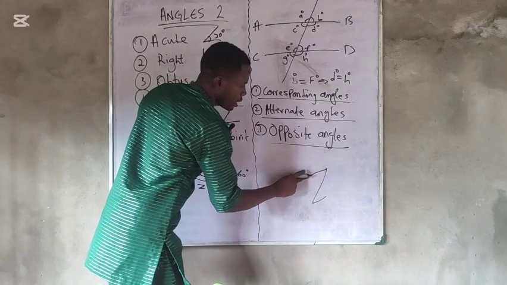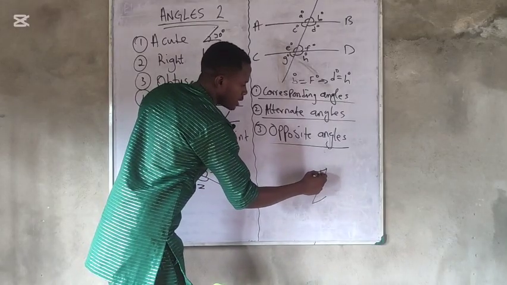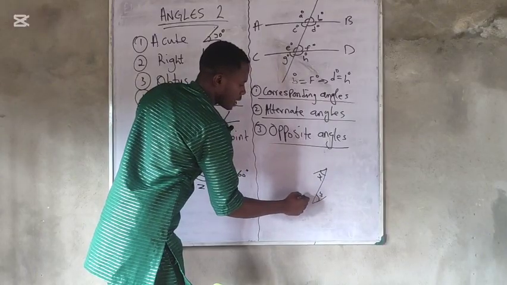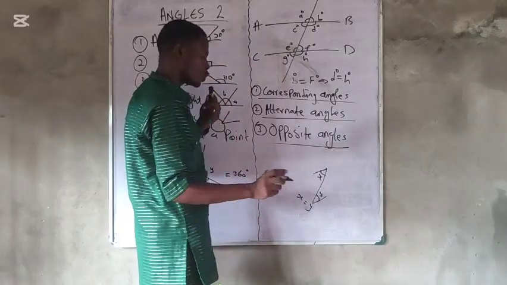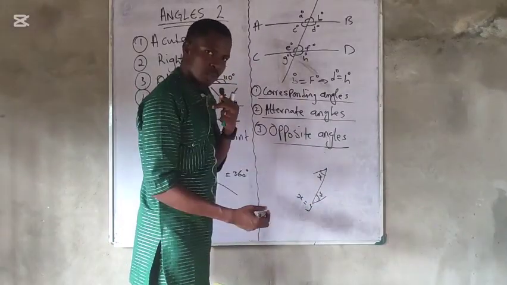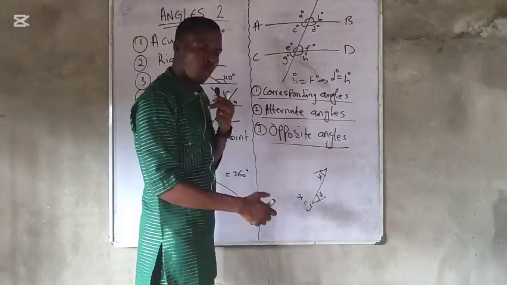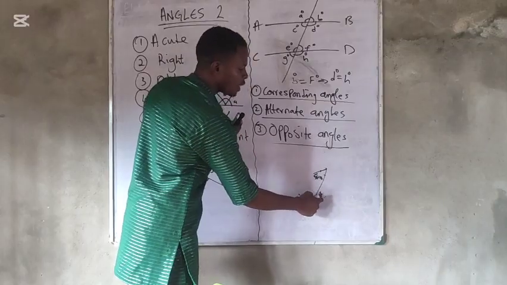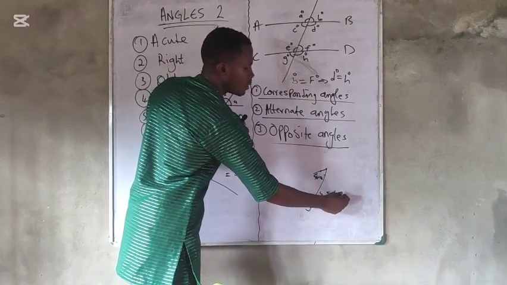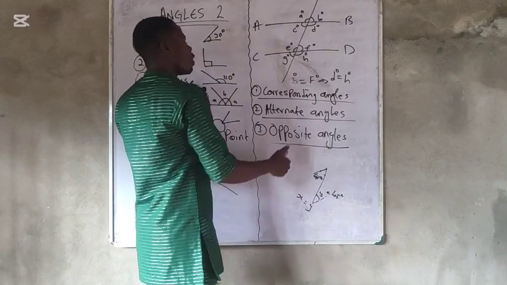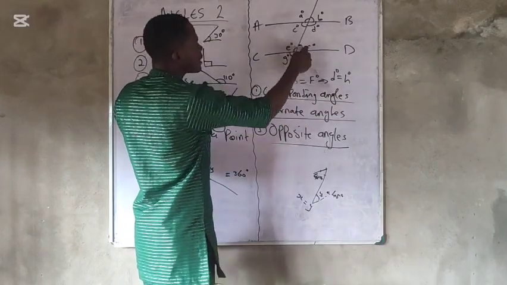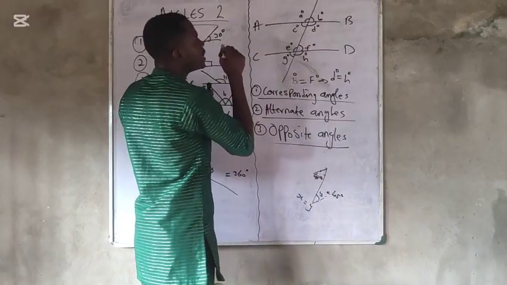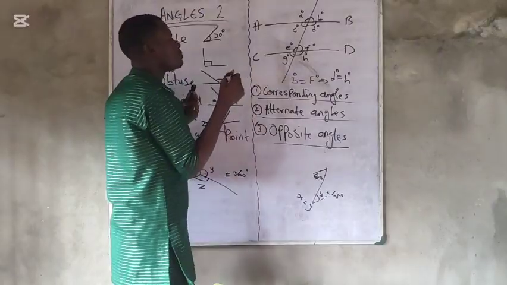We have another angle here. Let's say this is X and then this is Y. X is equal to Y. Why? Because they are alternate angles. And alternate angles are what? Equal. So if here is 45 degrees, then Y should also be what? 45 degrees. So alternate angles here are C and F, D and E, etc.